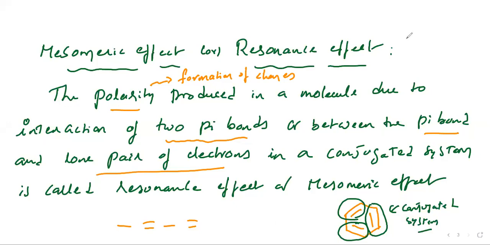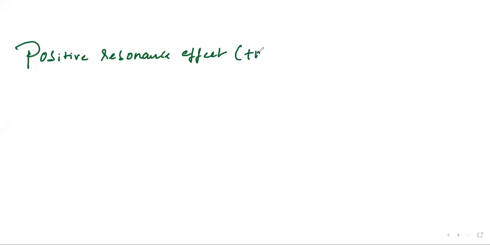Next. So here, what you are going to get is the negative resonance effect, or you can take the positive resonance effect first, students. Positive resonance effect, this we are calling the plus R effect.